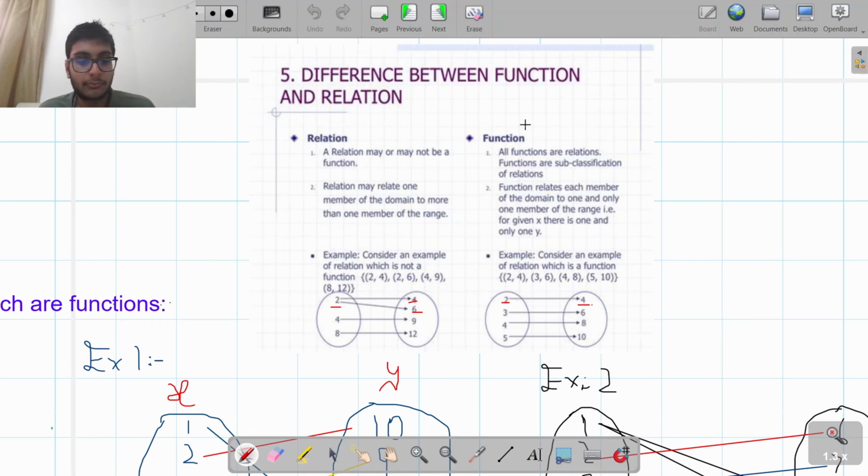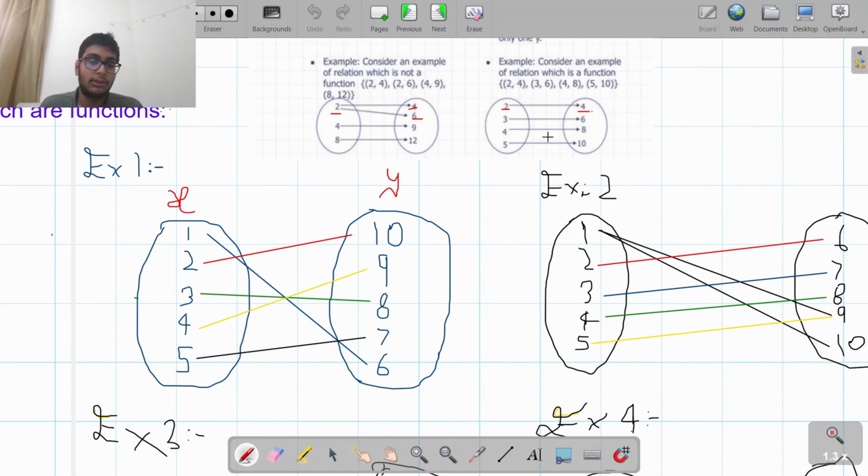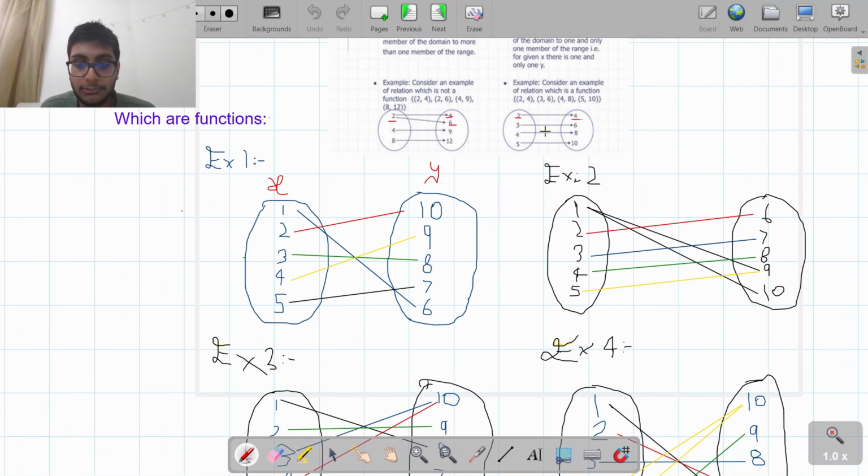Example, as you can see over here, 2 relates to 4 and 6, but 4 relates to 9 and 8 relates to 12. But when you see the function over here on the right hand side, each input is giving you a unique output, and this is what you call a function. But we'll get into the rules of a function later on, and for now let us look through these examples.